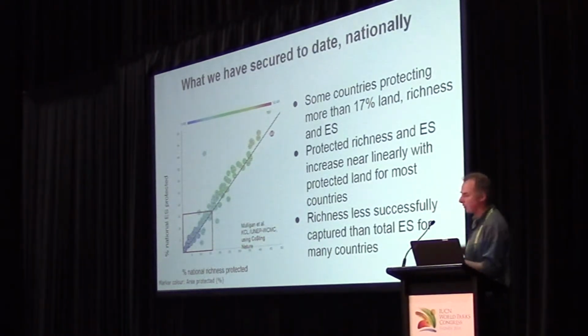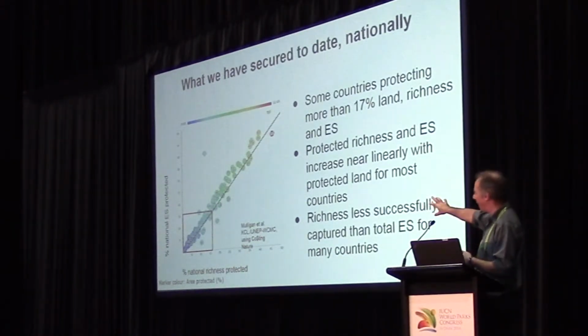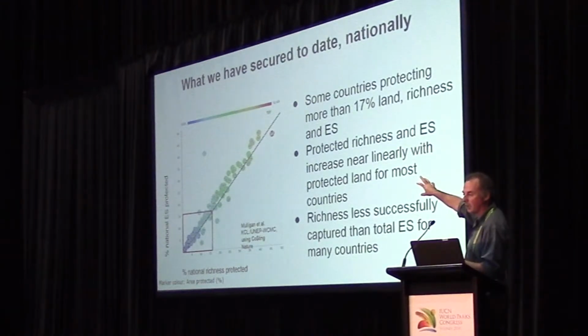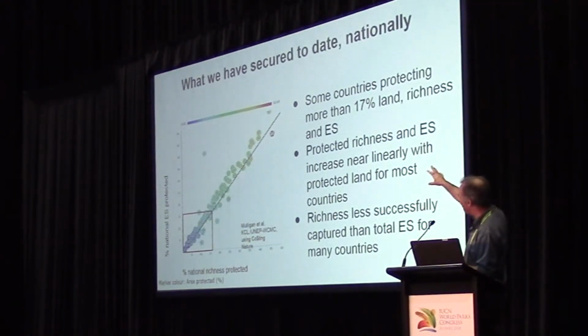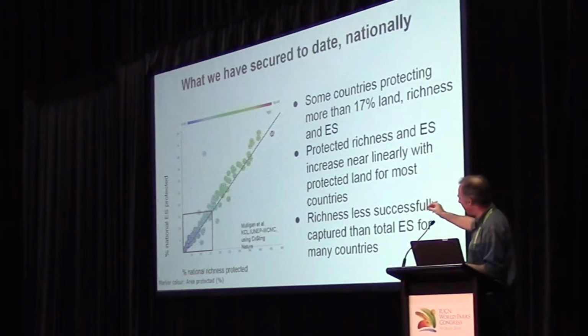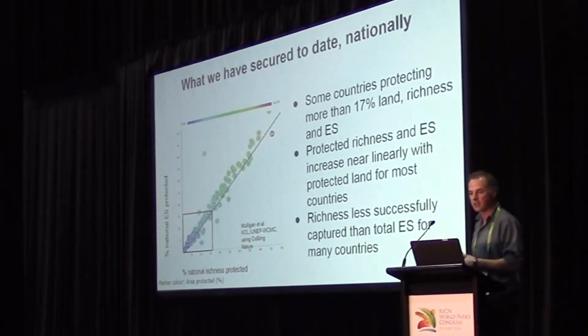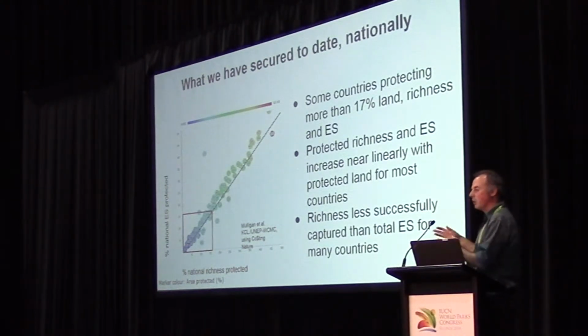Those countries within the red box are below the 17% target. Those countries outside the red box are already above target, above 17% in terms of the area they protect, some of them very high. But what we can also see from the axes is that as you protect more area, as we go from blue to red, you capture more of the richness that those countries hold, and you capture more of the ecosystem services that those countries hold. So it's easy. You grow your network, you capture more.